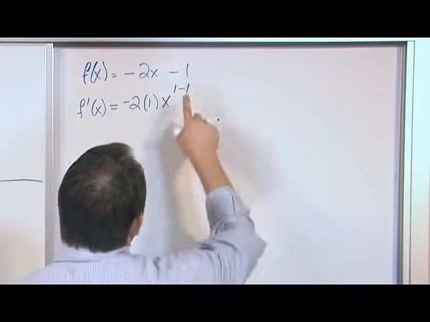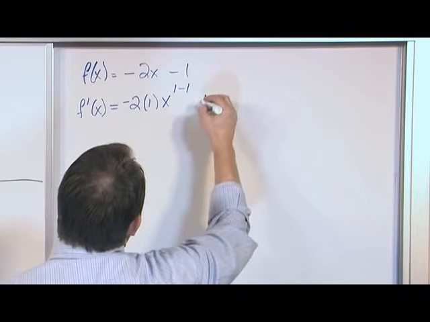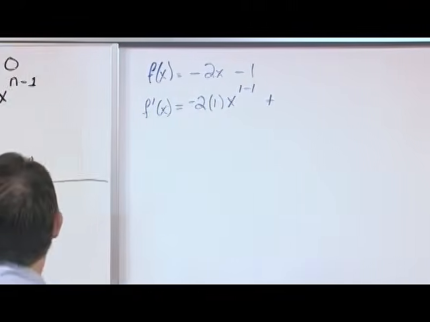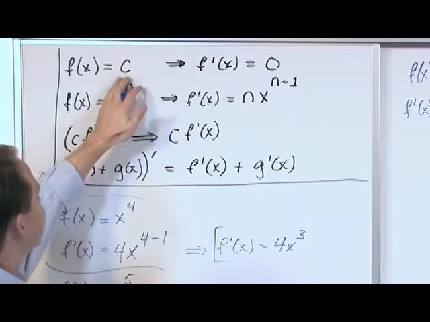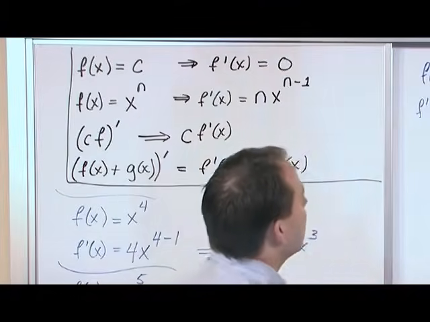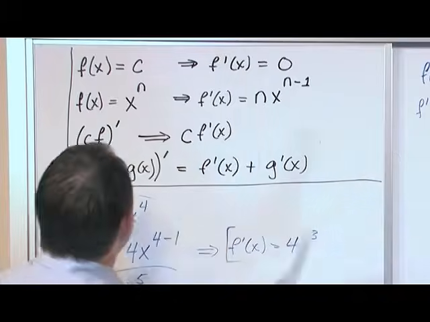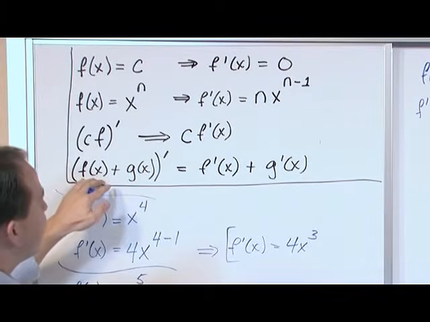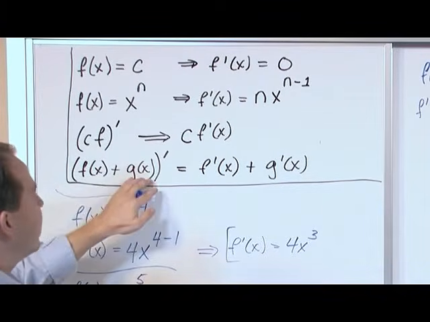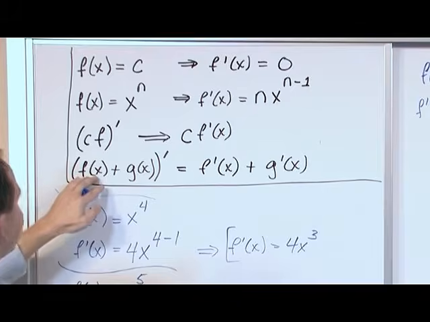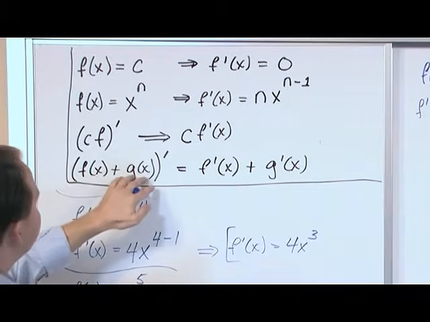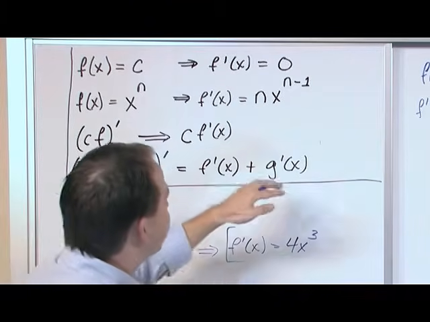Okay? Now what about this guy over here? What's the derivative of negative 1? Well, negative 1 is a constant. The derivative of any constant is always 0. So over here, we always have a 0. So what we have here is two functions summed together. The first one is the negative 2x. The second one is the negative 1. The derivative of the first one we wrote down over there. The derivative of the second one is just a constant, so it's 0.